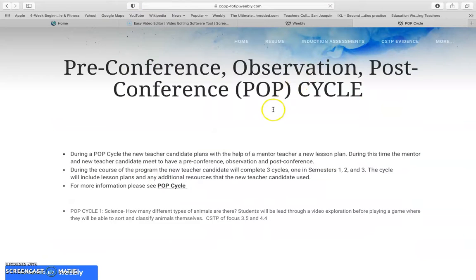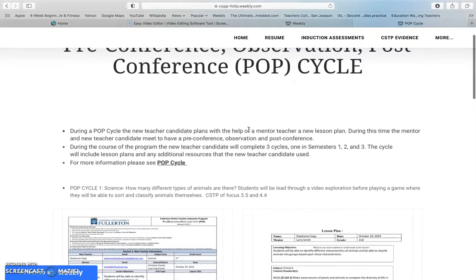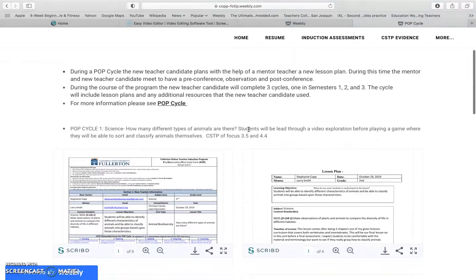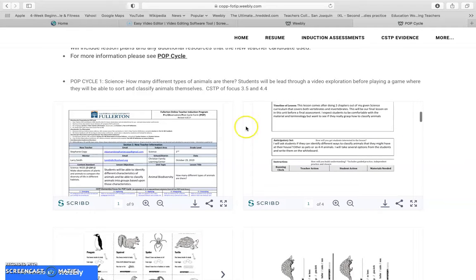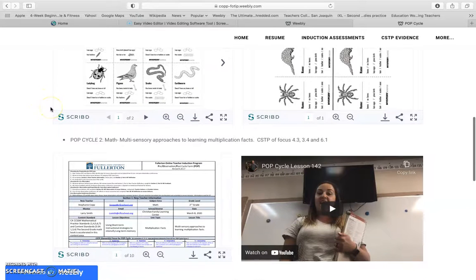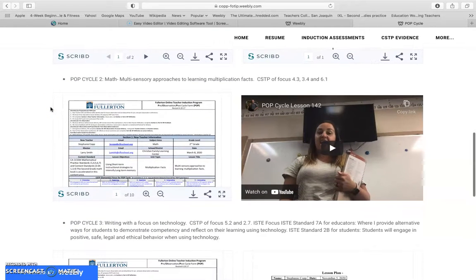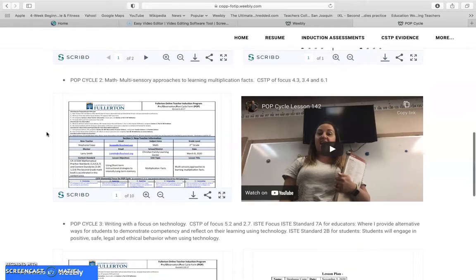The next assessment I'd like to talk about is the POP, which I said stands for the pre-conference, observation, and post-conference, and these were done working with my mentor teacher. POP cycles were completed in semesters 1, 2, and 3. POP cycle 1 focused on science. POP cycle 2 or semester 2 focused on a math multisensory approach, learning multiplication facts. And cycle number 3 was writing with a focus on technology. The one I'd like to highlight today is the math multisensory approach, learning multiplication facts.